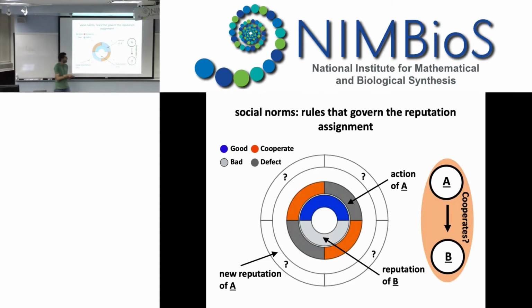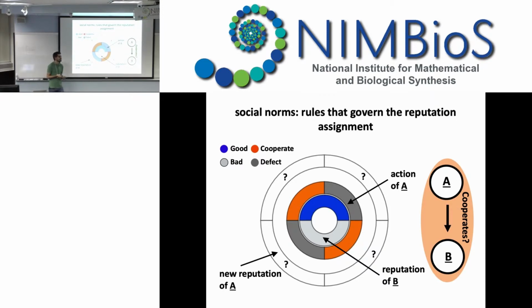So let me be more specific. Let's say that individual A is deciding to cooperate or defect with individual B. Then after this interaction, individual A will have a new reputation being attributed. It will have an update in the reputation. And this next reputation, that we will represent here in this outer ring, will depend on the action of A, that I represent here in this middle ring. So orange, cooperate, gray, defect. And will also depend on the reputation of B, either good or bad.